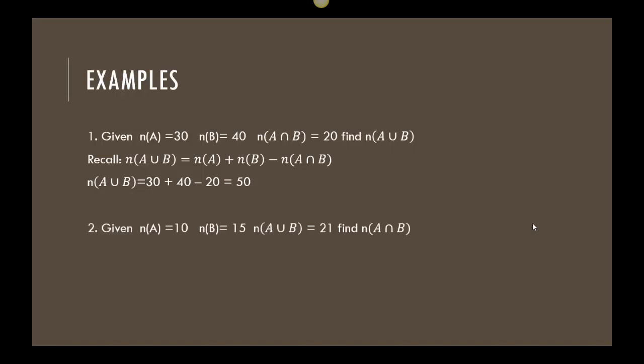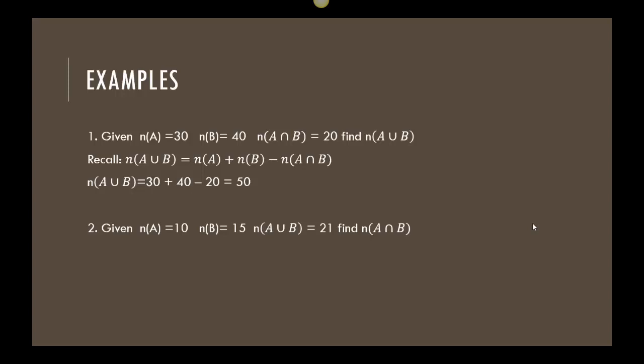Same thing, let's just do one more, and this time I've switched what we're going to solve for. In the previous two, I solved for the number in the union. This time I'm going to solve for the number in the intersection, and I'll kind of sort of use the formula. We'll see how it goes. So let's start with, I told you there's 10 in A, there's 15 in B, and 21 in the union, so I want to find the number in the intersection.